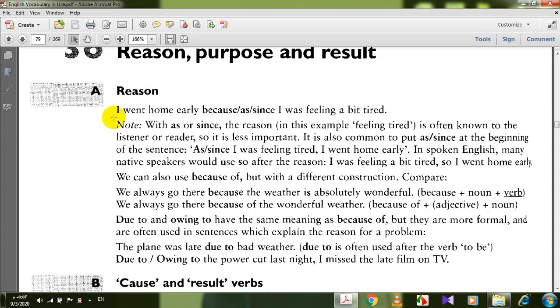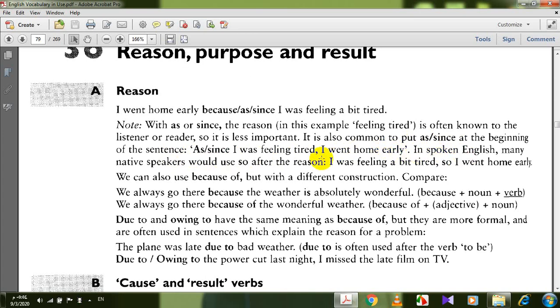Okay, let's start. I went home early because, as, since I was feeling a bit tired. Note, with as or since, the reason, in this example, feeling tired, is often known to the listener or the reader. So it is important. It is also common to put as, since at the beginning. So it is okay to say, for example, since he was ill, he didn't go to school. As he was ill, he didn't go to school. So we can use as and since at the beginning of sentences. Okay? As since I was feeling tired, I went home early.